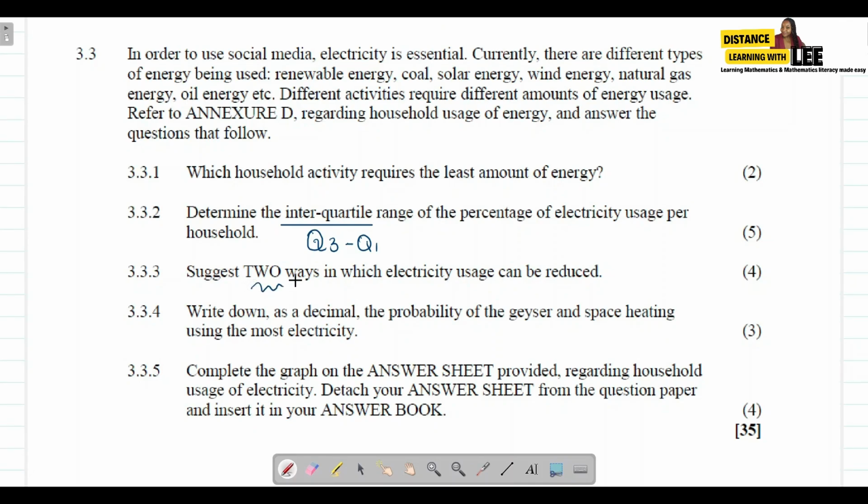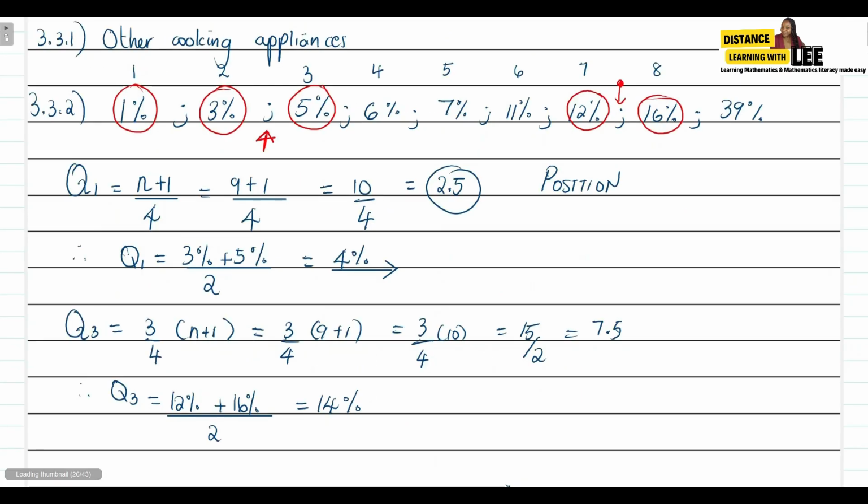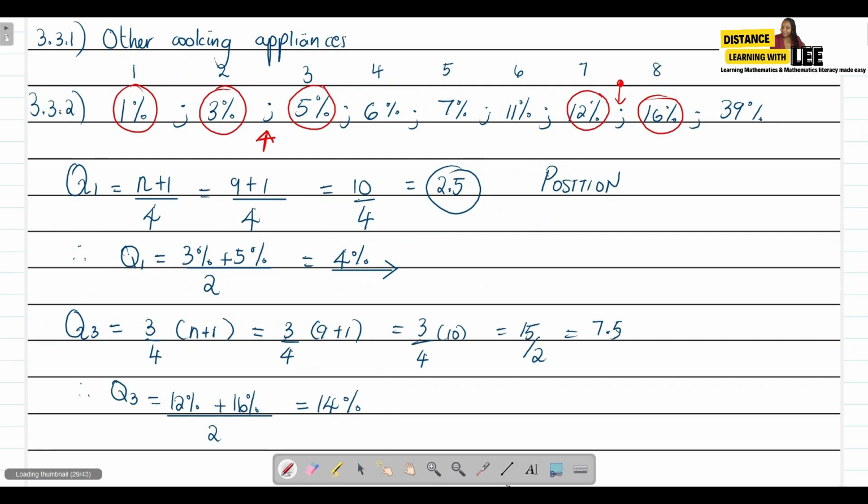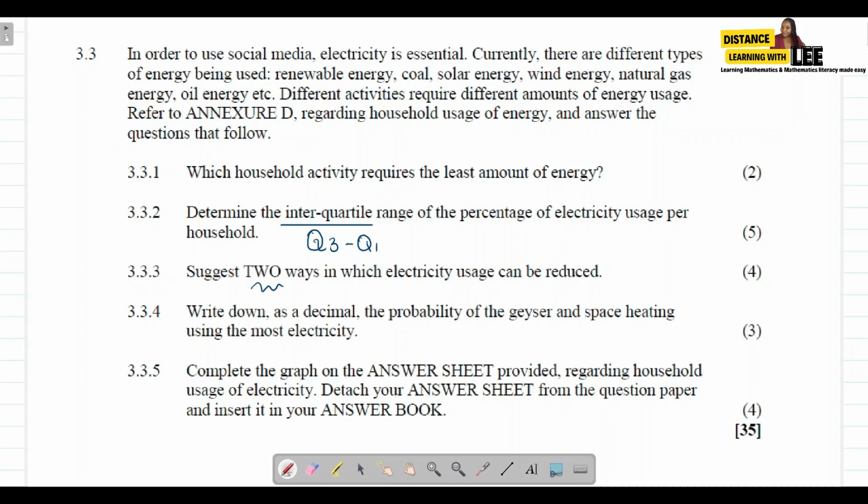Let's go to question 3.3.4. Write down as a decimal the probability of the geyser and the space heating using the most electricity. What is the probability? How do we calculate probability, guys? We know that we calculate probability by using the formula. Probability is equal to favorable outcomes divided by the total outcomes. Okay. So in this case, how many favorable outcomes do we have, right? The question is asking us to calculate the probability of both the geyser and the space heating using the most electricity. So we've got two favorable outcomes, okay?